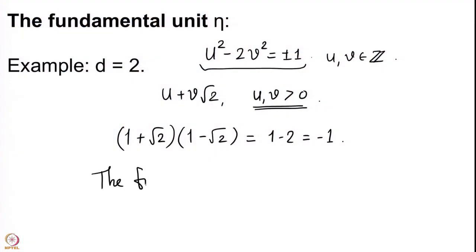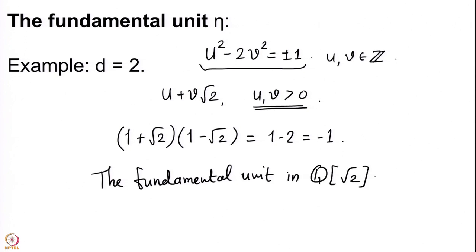The fundamental unit here in Q root 2 is 1 plus root 2. Its norm is minus 1. So, if you wanted to get something whose norm is plus 1, if you wanted to get a solution to the Brahmagupta equation, you have to now take the square of this 1 plus root 2. If you take the square of this, it will be 1 square plus root 2 square. So, you get 3 plus 2 times root 2.